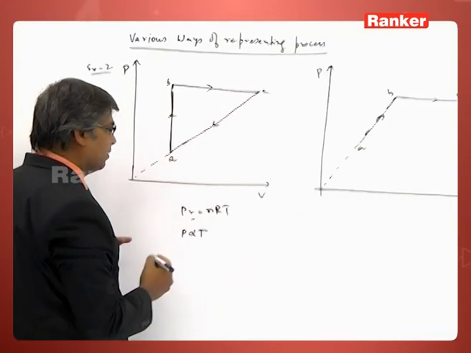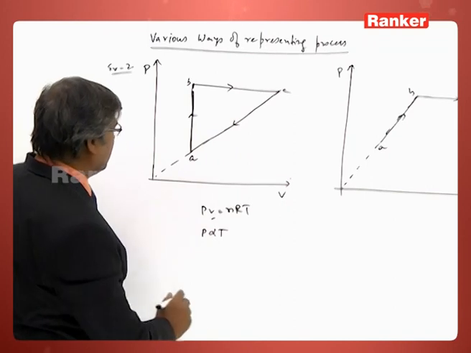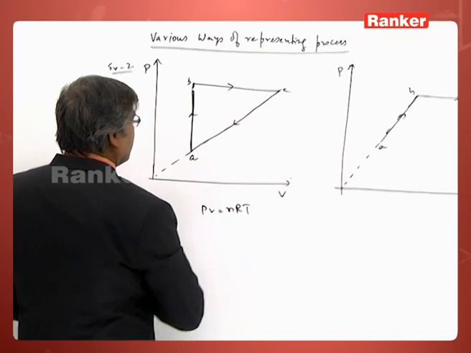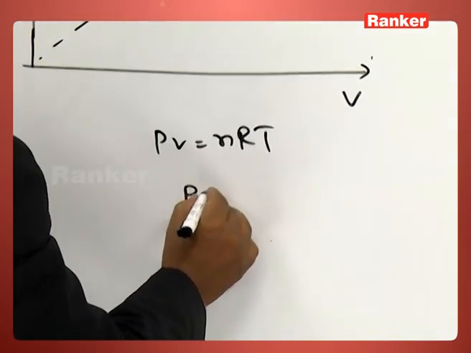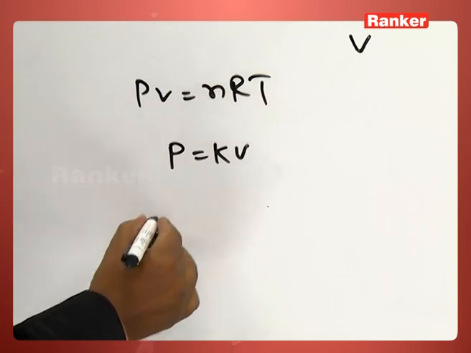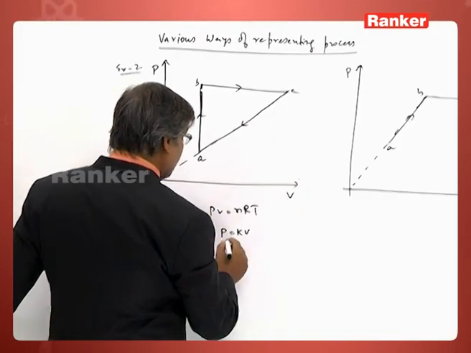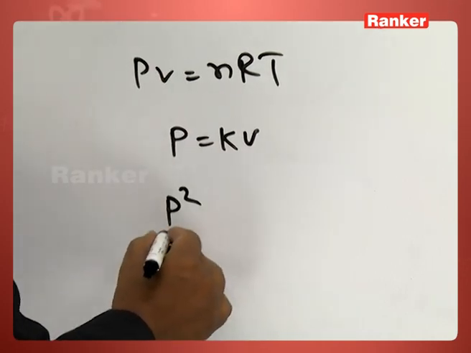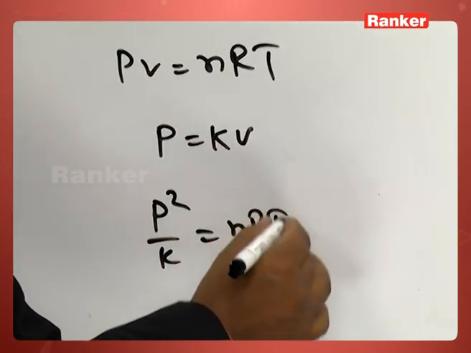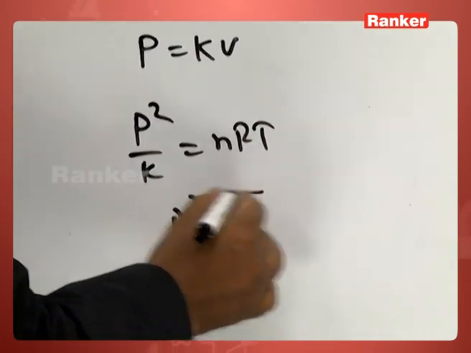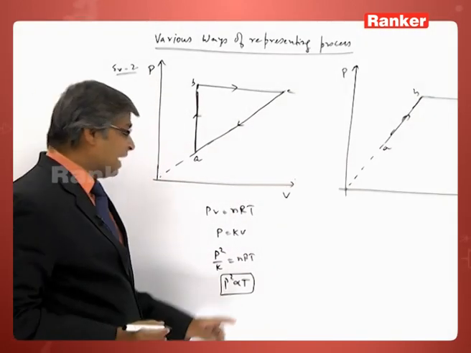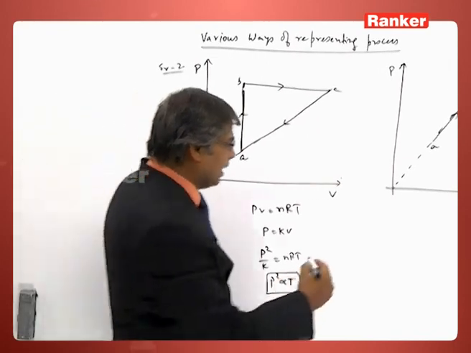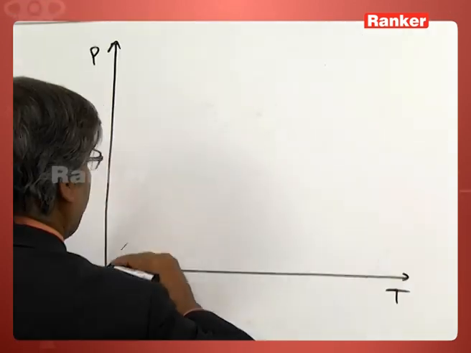Then C to A. Now C to A, again you see, we have this line, which means pressure is equal to, suppose, K times V. We will write this here. So we will put the PT graph. We will write PV as P square by K is equal to nRT. So we have P square is proportional to T. P square is proportional to T is a parabola. So this is my parabolic path.